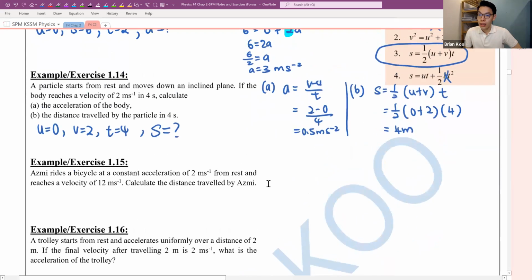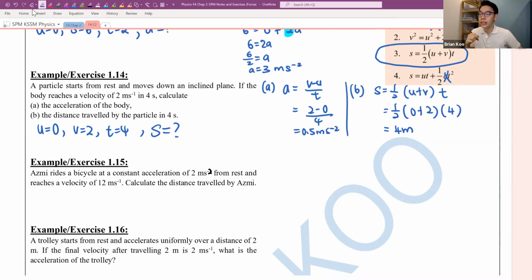Okay. Sadly, it's time already. Can we just do one more, very quick one? Azmi rides a bicycle at a constant acceleration of 2 meter. Oh, can you change? Got a typo here. This is 2 meter per second squared.